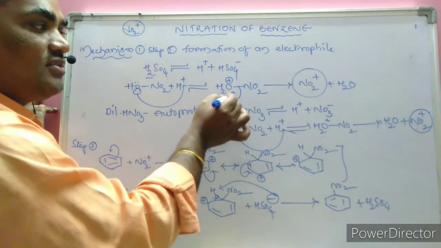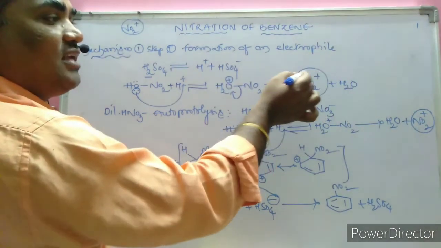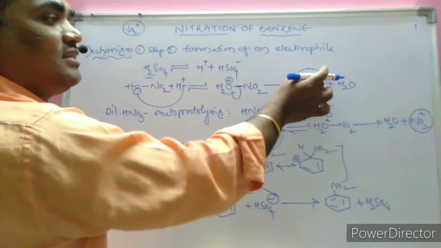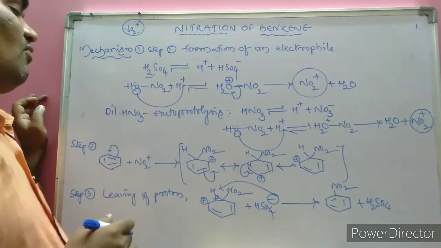Then the adjacent electrons are accepted by the oxygen. As a result, water is eliminated and this bond pair of electrons is lost by the nitrogen. Hence, it is a nitronium ion. Like this, that is one possibility to form the electrophile.